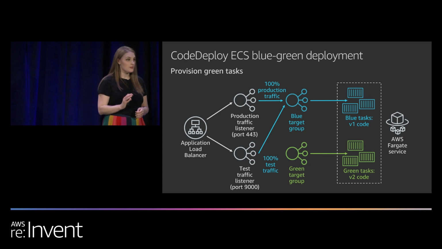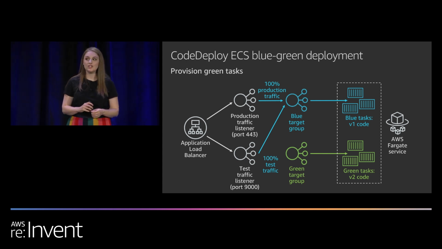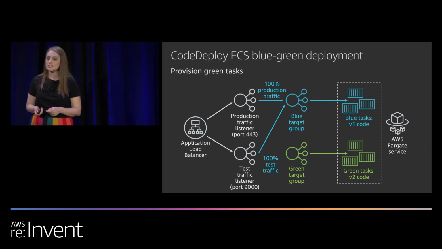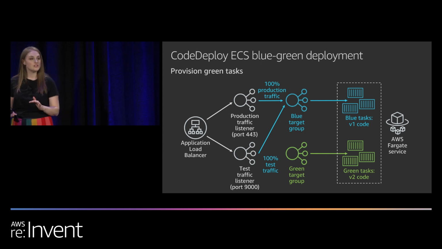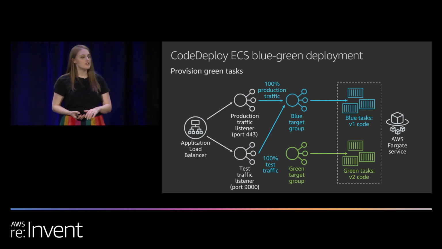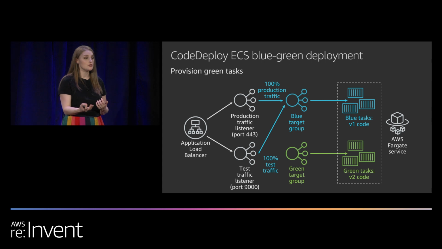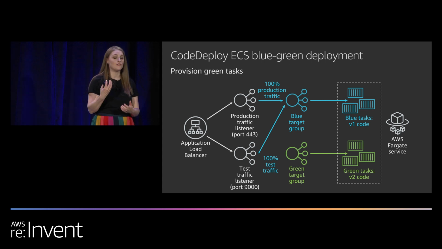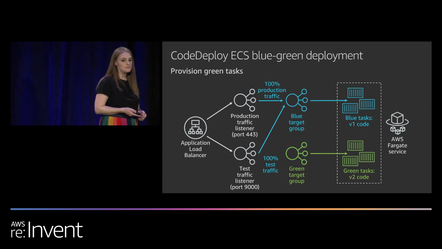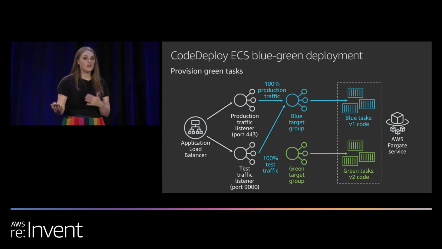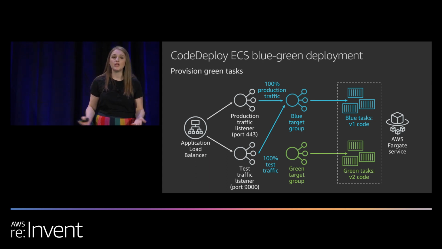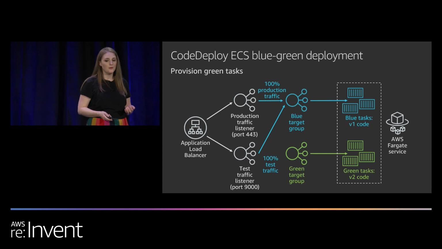So when the deployment starts, CodeDeploy will create a new task set inside of the service. That will have what's called 100% scale. So if the desired count for the service is 3, we have 3 blue tasks and we have 3 green tasks. So at this point, no traffic is going to the green tasks, so we're just waiting for them to come up and become stable.